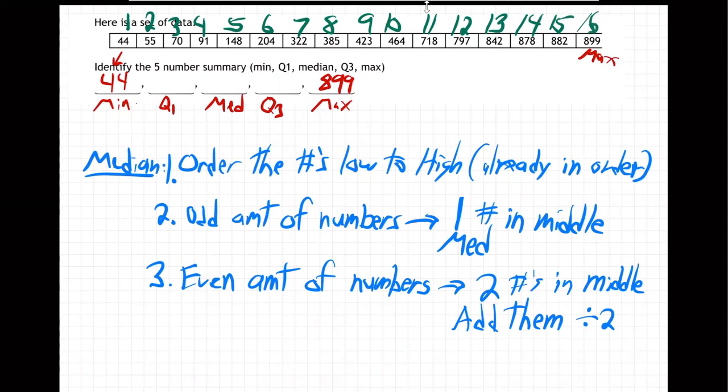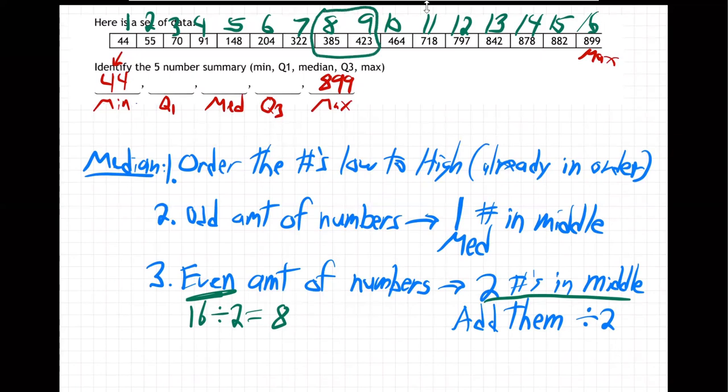So that's an even amount, right? 16 is even, it's divisible by 2. So what does that mean? There's going to be 2 numbers in the middle. 16 divided by 2 is 8. So that means the 8th and the 9th numbers are in the middle. Those 2 numbers are in the middle.